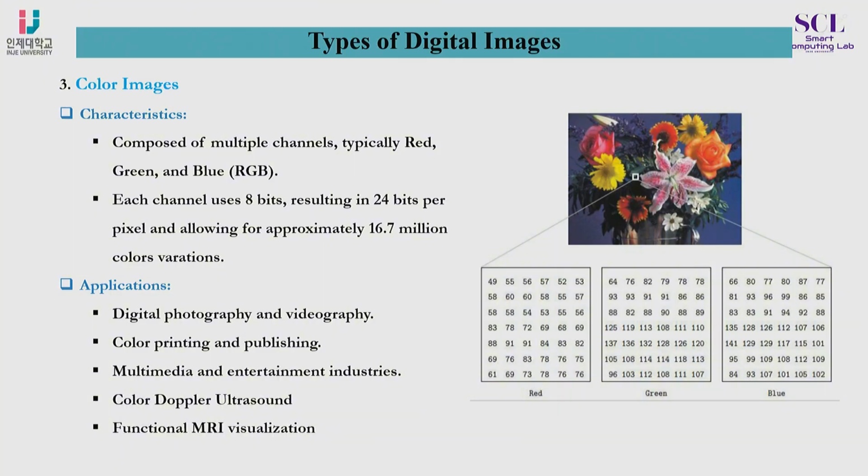The applications of these color images are digital photography and videography, color printing and publishing, and mostly it is also used in functional MRI visualization. So here you can see the different pixel values. For example, RGB are red, green and blue. It has different pixel values, and these are overlapped, and you have to calculate the total pixel values of the image.